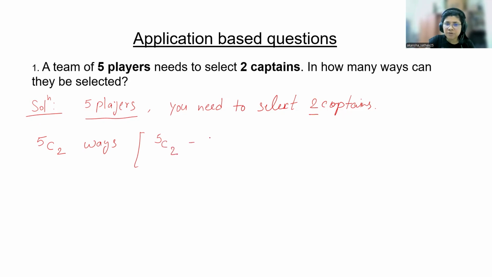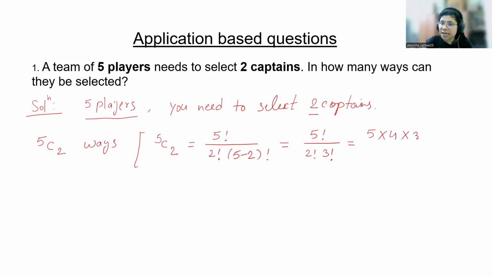5C2, right? We have already calculated, but we'll see this again. Factorial 5 divided by r factorial and 5 minus 2 factorial. And that is 5 factorial upon 2 factorial into 3 factorial, right? Now 5 factorial, you can write it as 5 into 4 into 3 into 2 into 1. That is same as 3 factorial, right? Upon 2 factorial into 3 factorial.